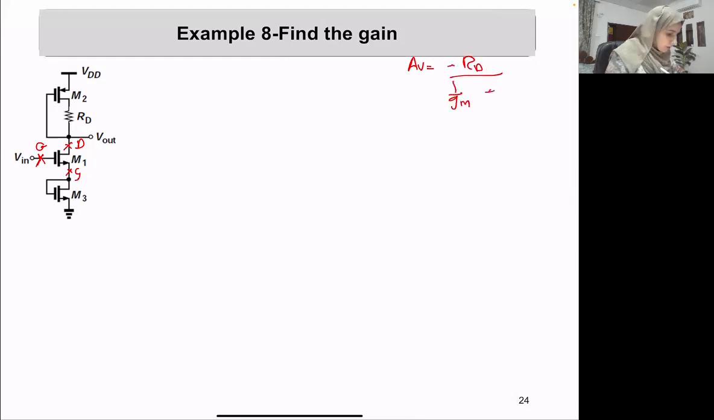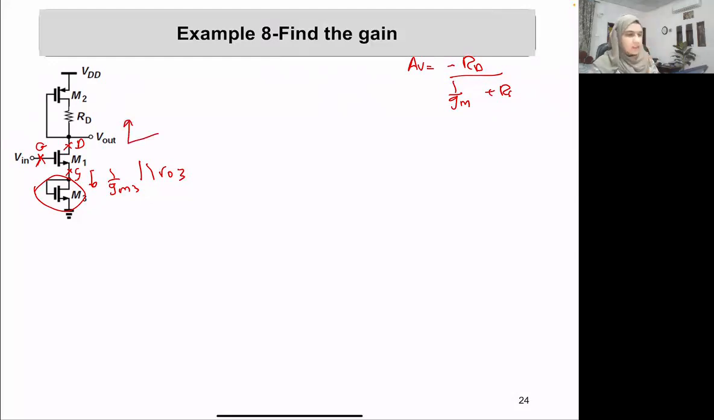My RS is a diode connected transistor M3, and I can see 1 over GM3 in parallel with R out 3. I think this should be clear by now about the impedance of a diode connected transistor or the impedance seen looking into a source or a drain. Now, what about up? What's happening up?